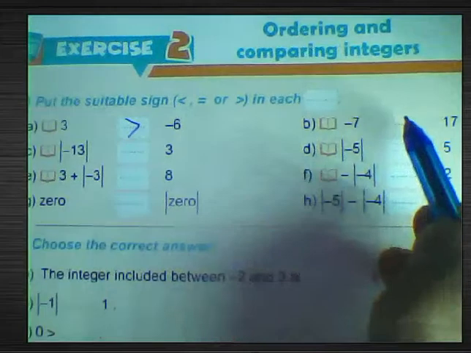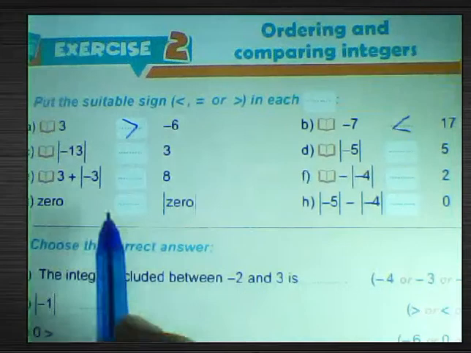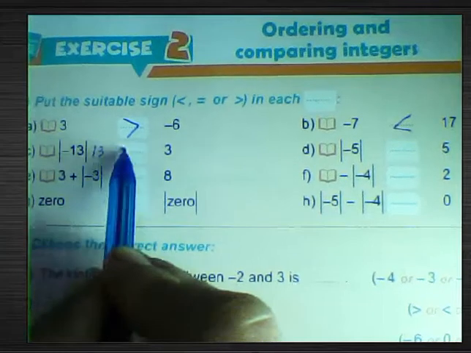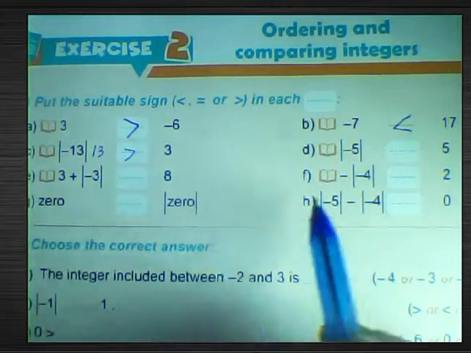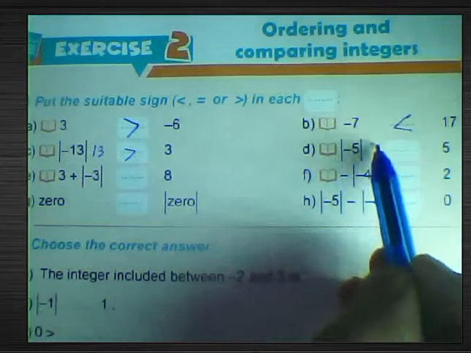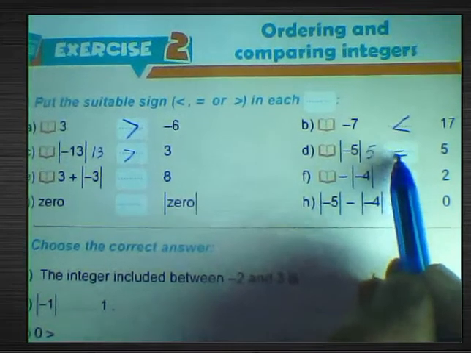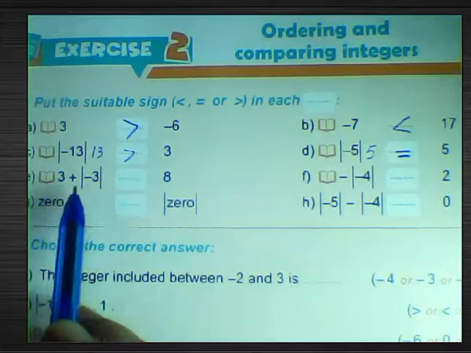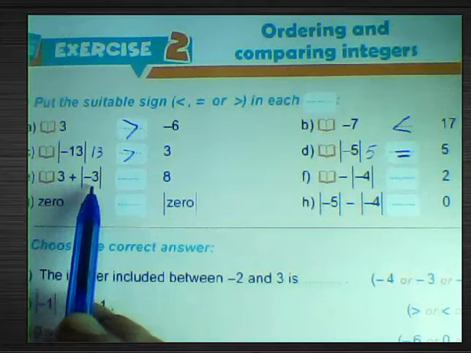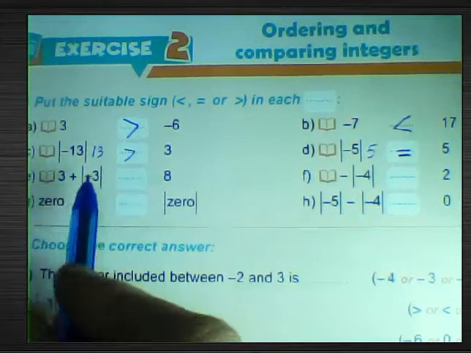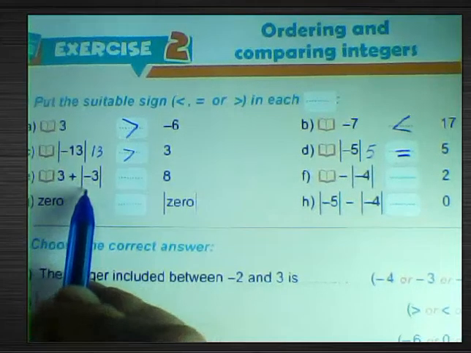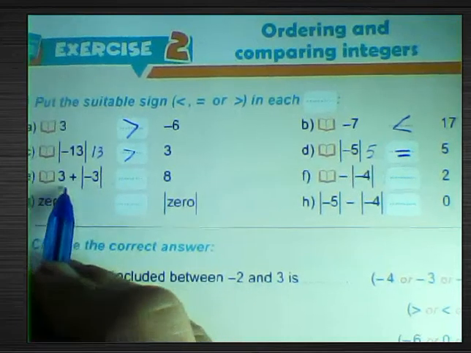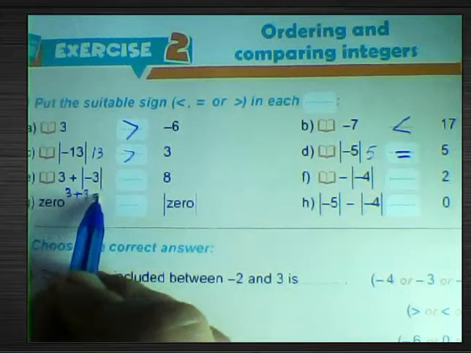Negative 7 is less than 17. The absolute value of negative 13 equals 13. 13 is more than 3. The absolute value of negative 5 equals 5, so we can write equal to here. 3 plus the absolute value of negative 3 equals 3 plus 3 equals 6. The result will be 6 because the absolute value of negative 3 equals 3. So you can write 3 plus 3 equals 6.